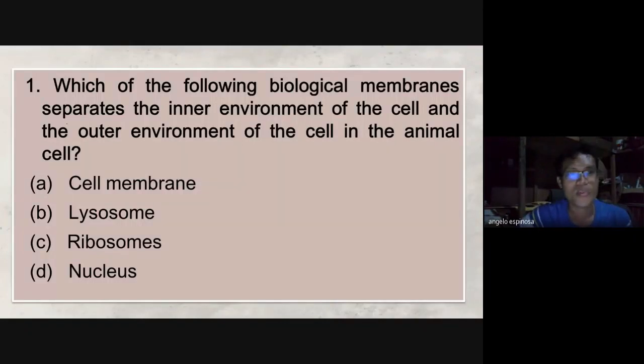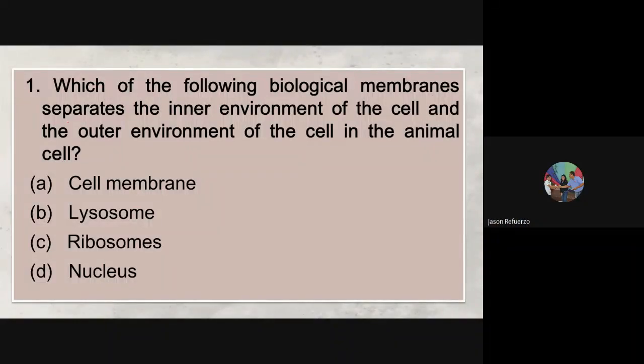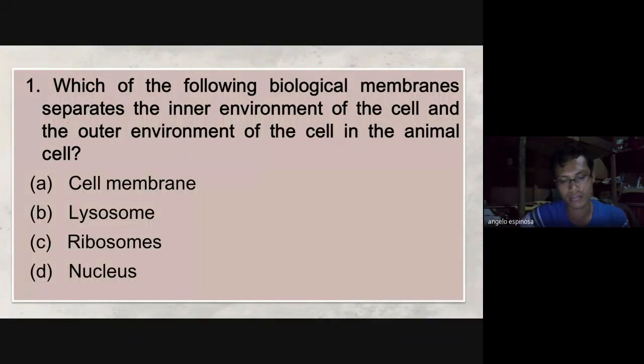The question number one is, can you hear me? Baka nakamute ako. Narinig namin kayo, sir. Okay, yan. Number one, which of the following biological membranes separate the inner environment of the cell and the outer environment of the cell in the animal cell? So that is letter A, cell membrane.